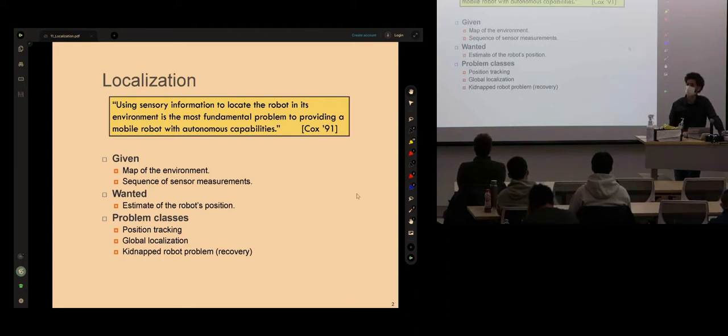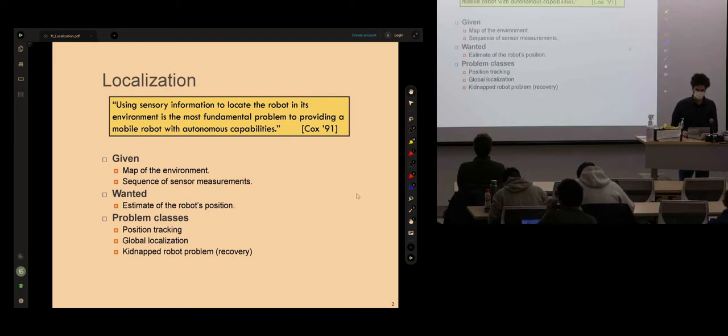Here, the robot position and heading. So pose is the combination of position, location, like X, Y, Z, and heading, orientation. So when we say pose, we mean position and orientation. But sometimes we informally say position, we mean maybe both.